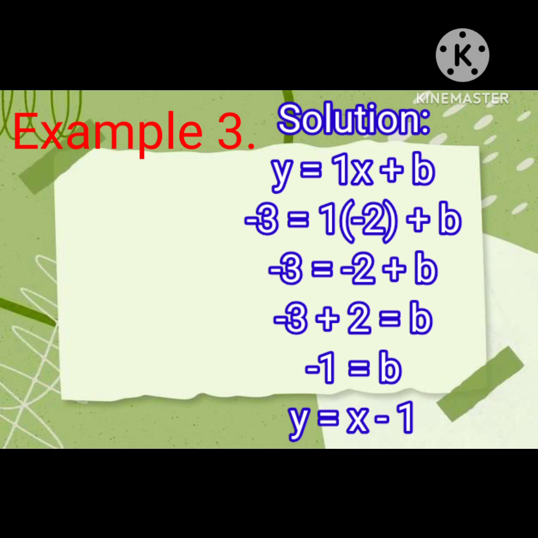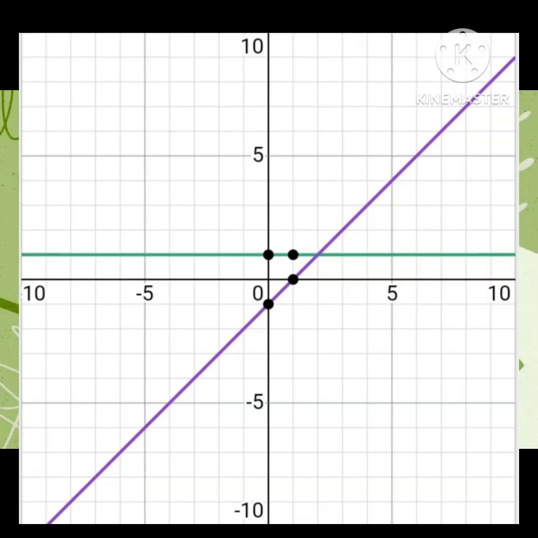To do this, we can substitute the coordinates of the given point, negative 2 and negative 3, into the equation. So we will have negative 3 equals 1 times negative 2 plus b. Simplifying the equation, we will have negative 3 plus 2 equals b. To isolate b, we can add 2 to both sides of the equation. We will have negative 3 plus 2 equals b, so negative 1 equals b. Now that we have the value of b, we can substitute it back into the equation. So we will have y equals x minus 1. So this will be our graph.